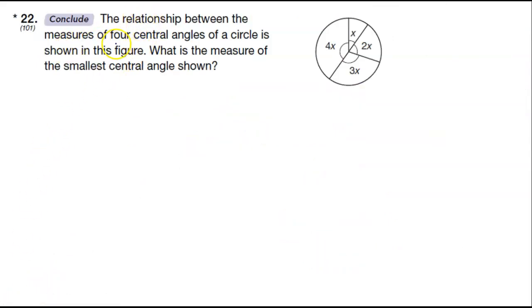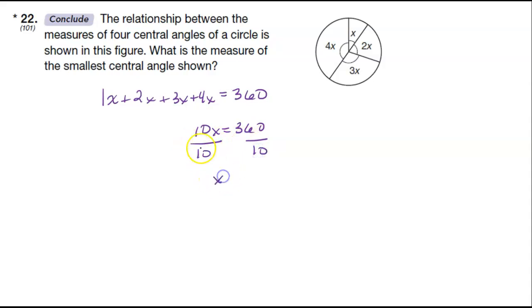The relationship between the four central angles, so those are the angles that are shown, of the circle is shown. What is the measure of the smallest central angle? I know that if I add all of these up, since it's a circle, they should all add up to 360. So 1x plus 2x plus 3x plus 4x is equal to 360. 1 plus 2 is 3, 3 plus 3 is 6, 6 plus 4 is 10. And we divide. Excuse me. And that is the smallest measure.